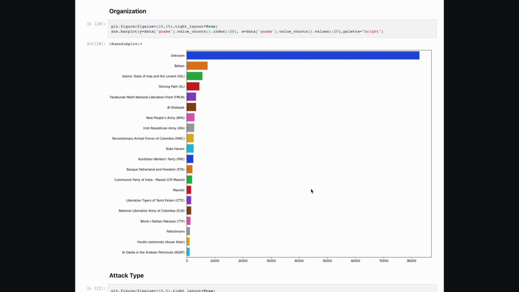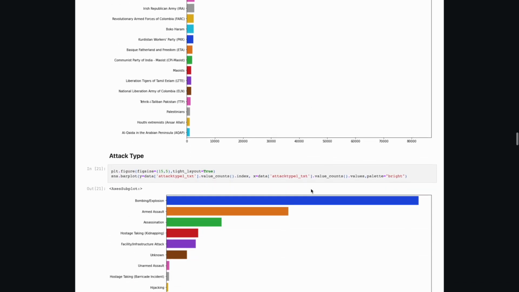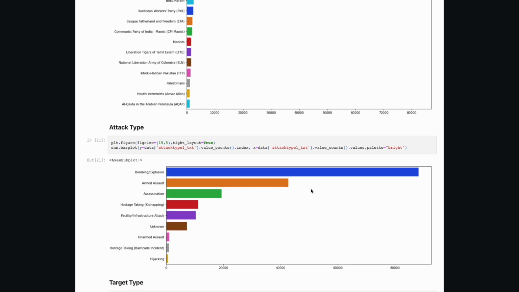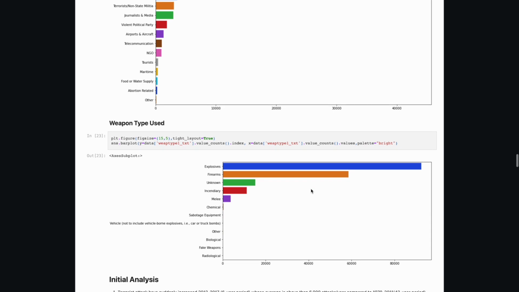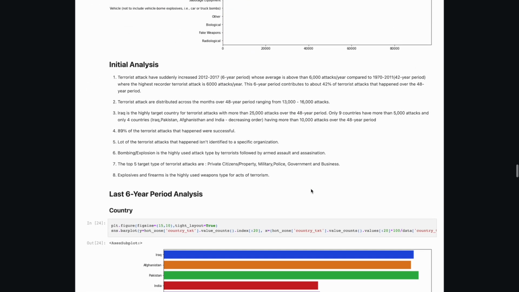Here, while looking into the dataset, we know that the topmost value that we are getting is unknown, which means that since a lot of attacks have no clear attribution of which organization organized them, the analysis that we get from this visualization is not very accurate. Then we look into the various attack types, the targets of those attacks, and the weapon types used, and we will come up with an initial analysis.